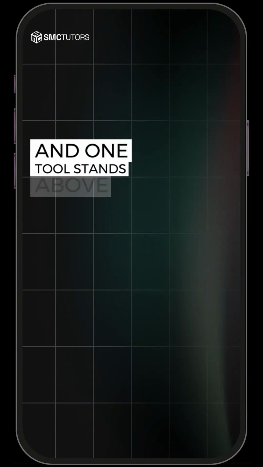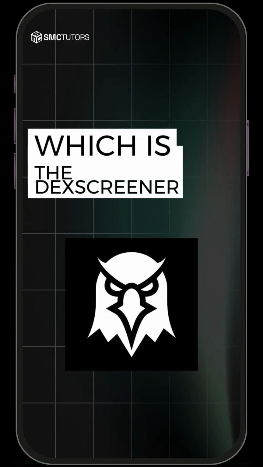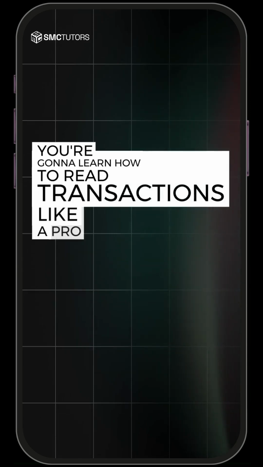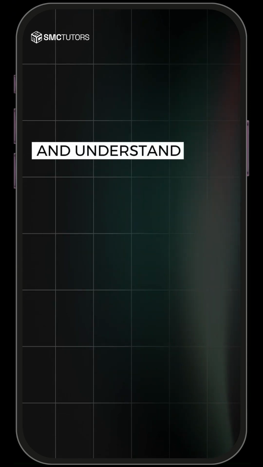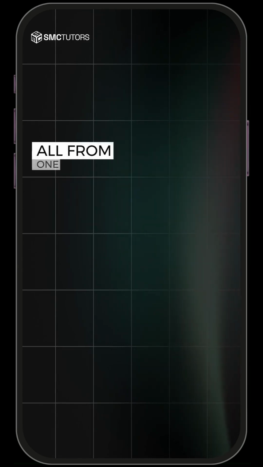And one tool stands above the rest for beginners and pros alike, which is the Dex Screener. Today, you're going to learn how to read transactions like a pro, spot early alpha, and understand exactly what smart money is doing, all from one page.